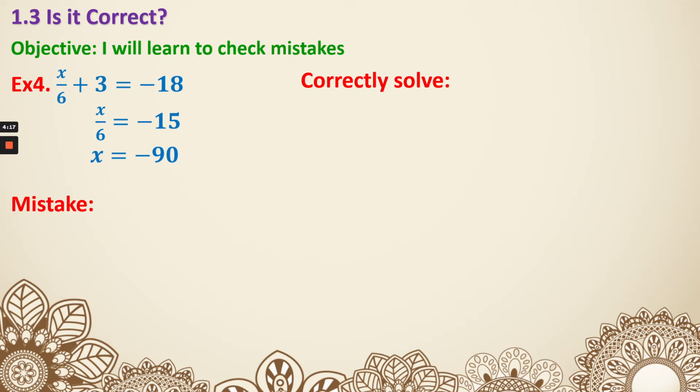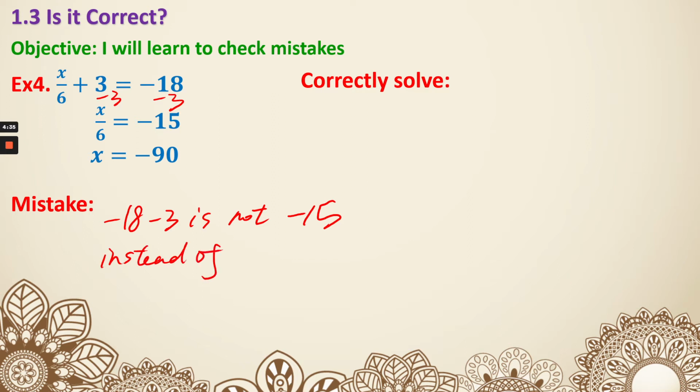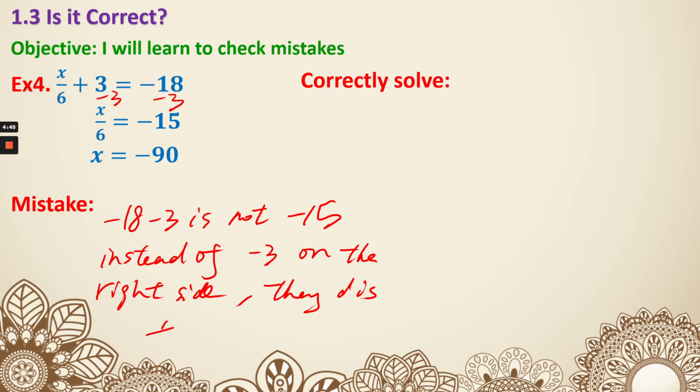Next, number 4. You can see the 3 is gone, so they must have subtracted 3. But then negative 18 minus 3. Oh, negative 18 minus 3 is not negative 15. So again, instead of subtracting 3 on the right side, they did plus 3.